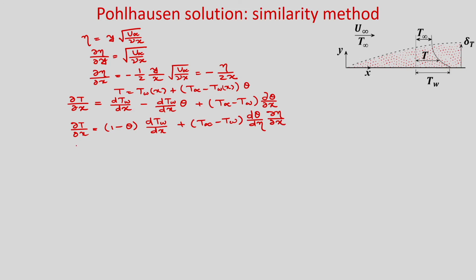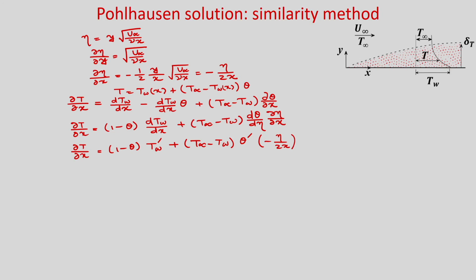Okay. So, now del T by del x you can write (1 minus theta) T_w prime, which is your first derivative of T_w, plus (T_infinity minus T_w) theta prime, and del eta by del x you can see it is minus eta by 2x.